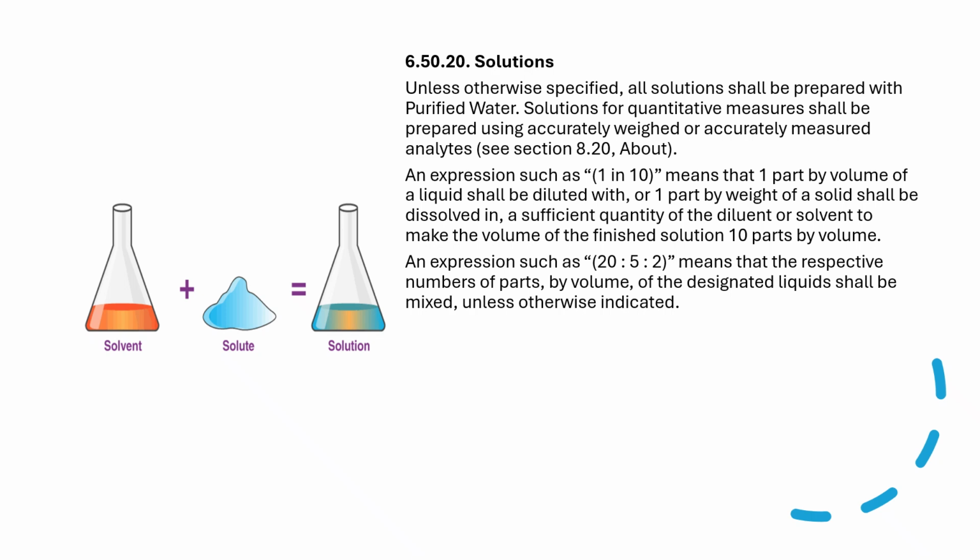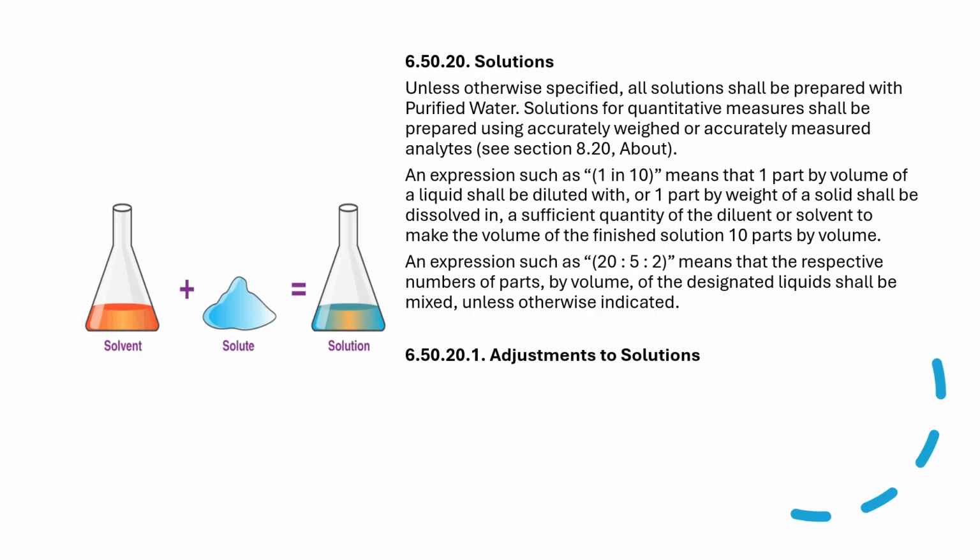Now the expression such as 20 is to 5 is to 2 means that the respective number of parts by volume of the designated liquid shall be mixed unless otherwise indicated. That means, for example, 20 is component A, 5 is component B, and 2 is component C. So all these three different components have to be mixed in the same ratio, like 20 ml of component A, 5 ml of component B, and 2 ml of component C. So you take those samples or solutions in this ratio, and you can make the volume, right.